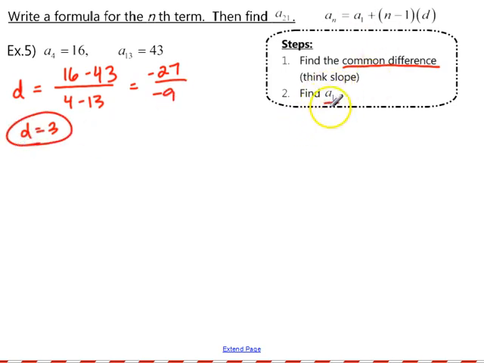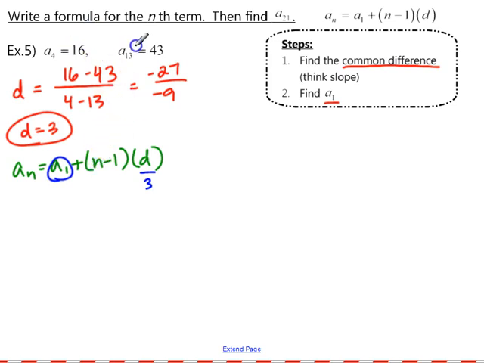Now we have to go and find a sub 1. So we're actually going to use our general formula, a sub n is equal to a sub 1 plus n minus 1 times d, to find it. So when we look at the values that we know, we actually found d to be 3. A sub 1 is what we're looking for, so that needs to stay as a variable. Now, a sub n and n are both variables we need to replace.